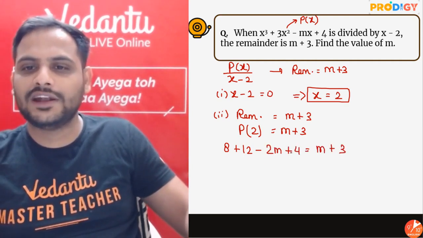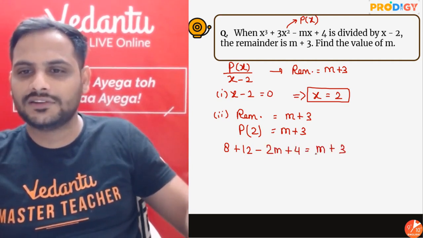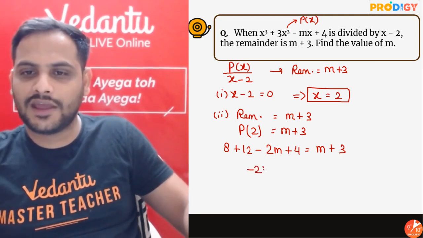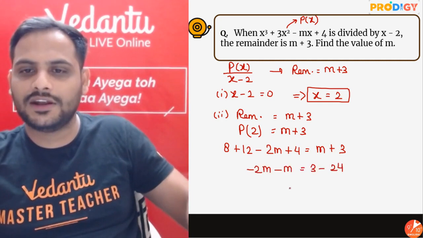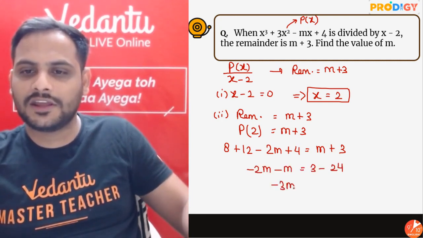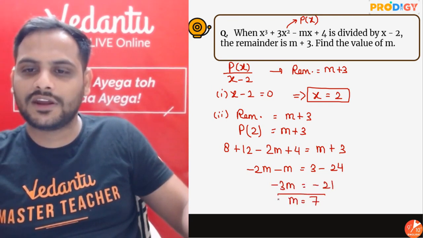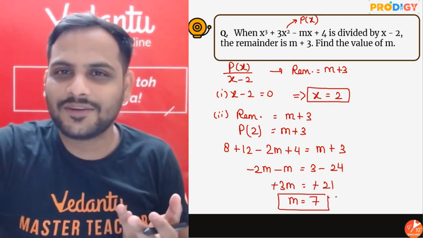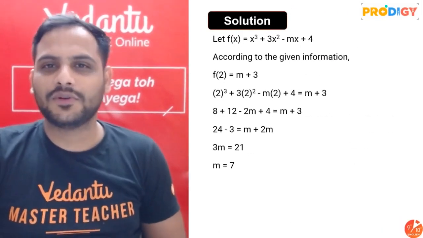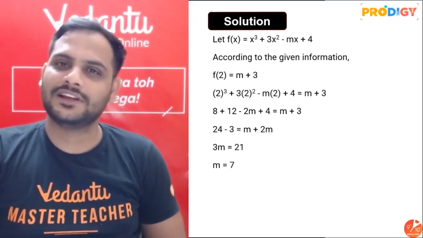8 plus 12 is 20, plus 4 is 24. Shift 24 over here, m over here. So minus 2m minus m is 3 minus 24. So you are getting minus 3m is equal to minus 21. m is equal to, negative got cancelled, 7. Alright, okay? Easy question. What is m, beta? m is equal to 7. Simple question of the remainder theorem.